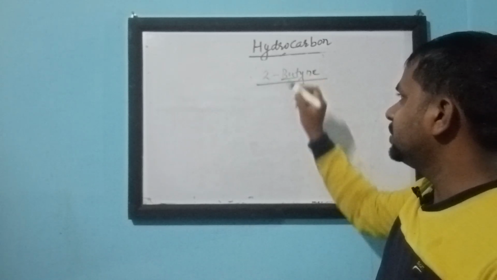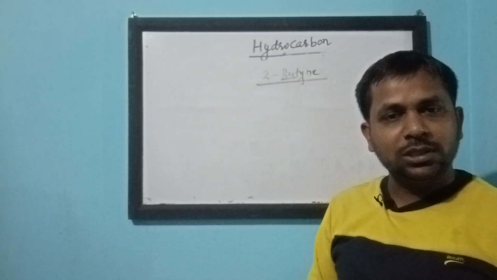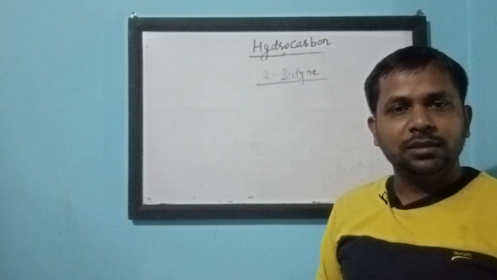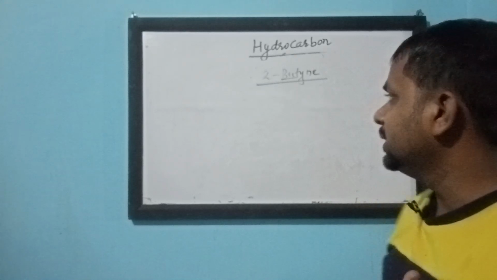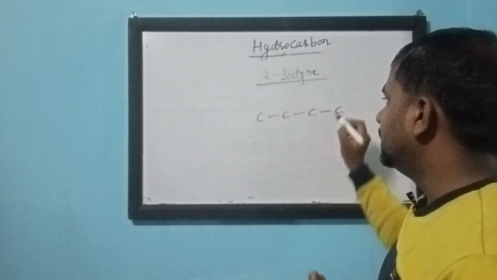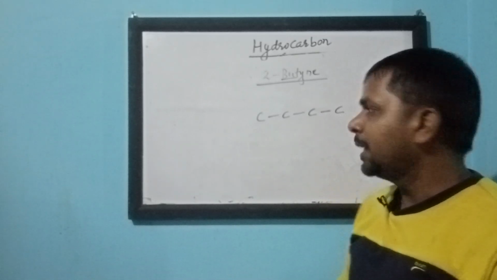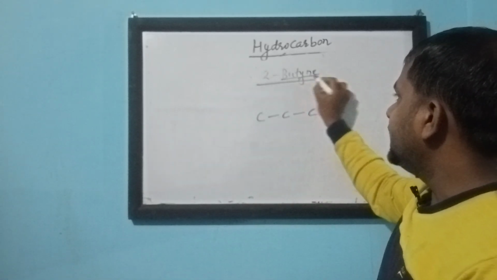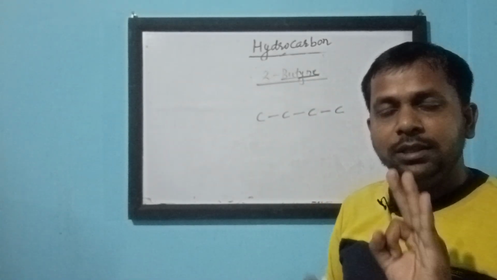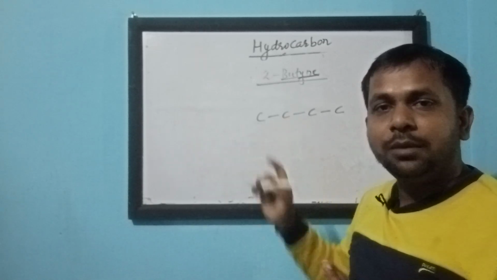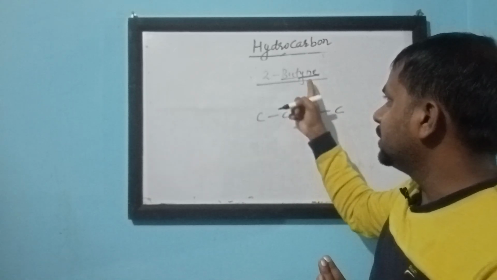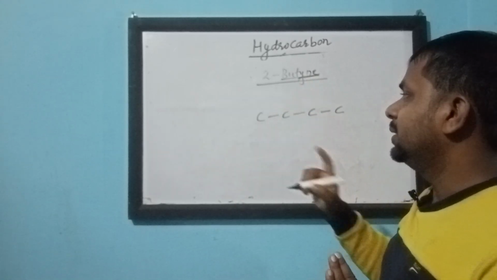First we have to observe the root word. The root word is but. Then if there is but, how many carbons will be there? 4 carbons will be there. Then the 4 carbons we have to arrange by single covalent bond at first. Then here is yne. Yne indicates there is a triple covalent bond in this compound or molecule.